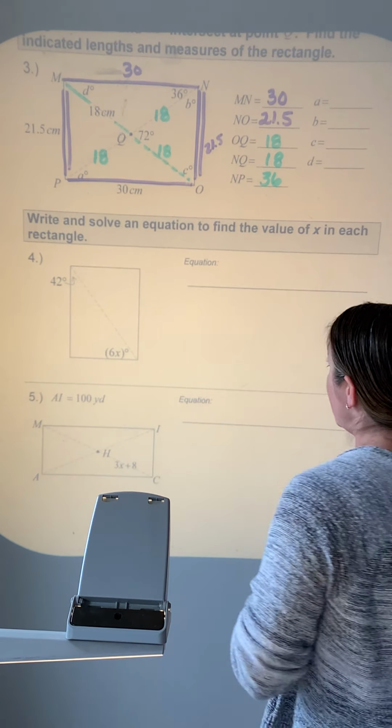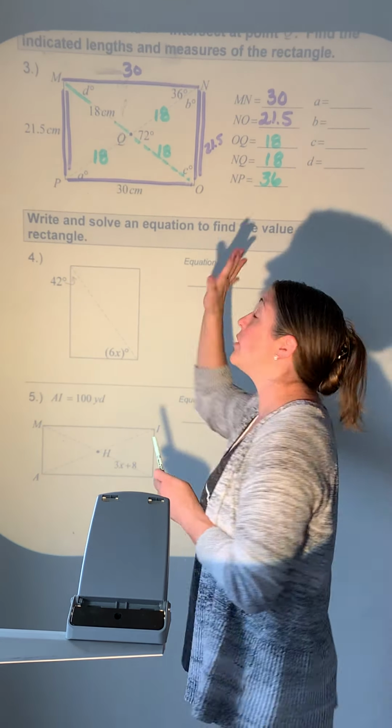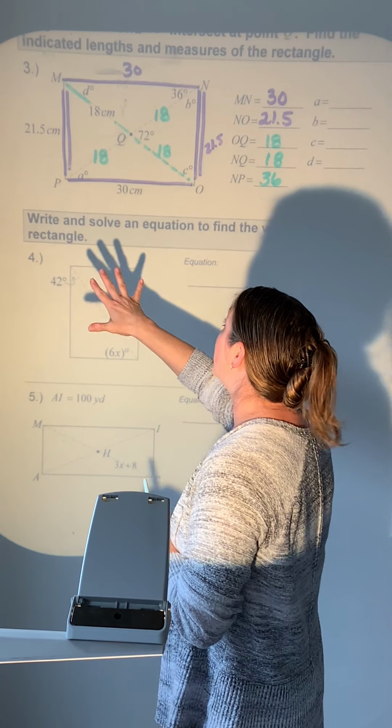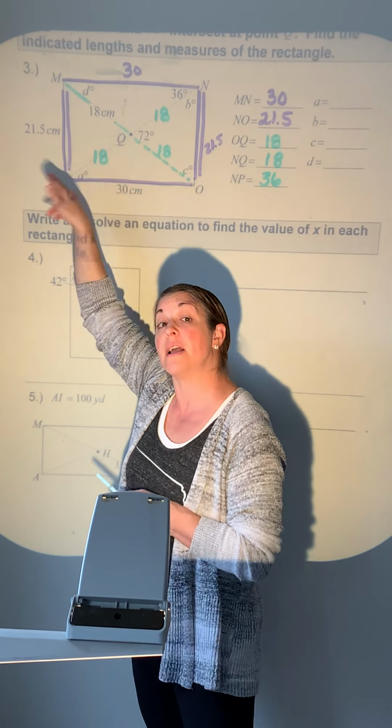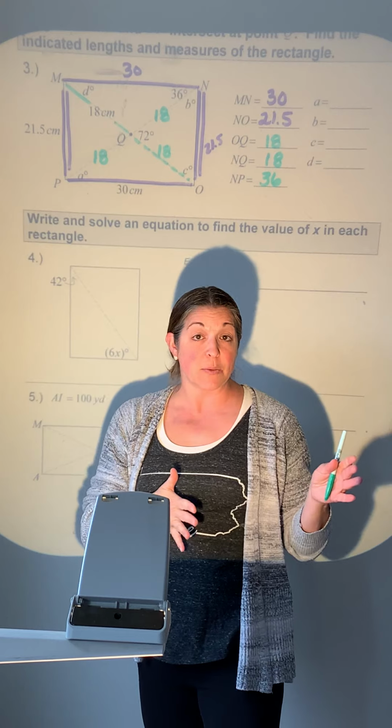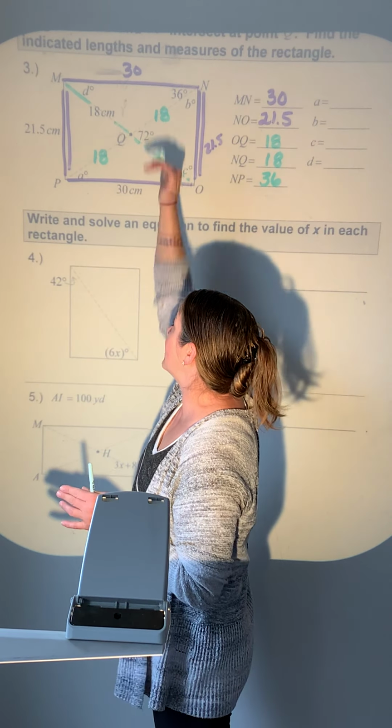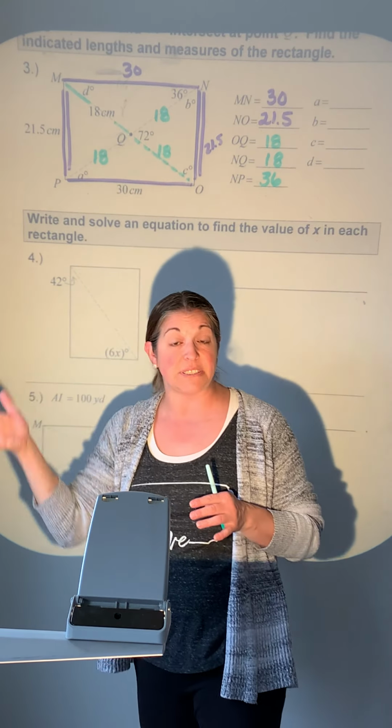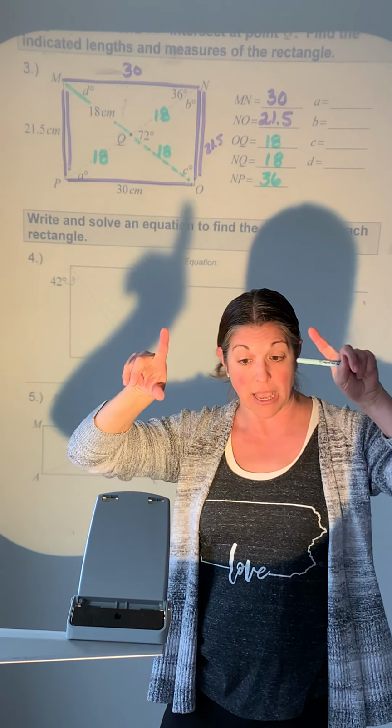So again, the cool thing about the rectangle and the diagonals is that they are congruent, so you really only need one part and you'll know all of them. But just like the parallelogram, opposite sides are congruent. So you have to look to the opposite sides to look for any of the outside.